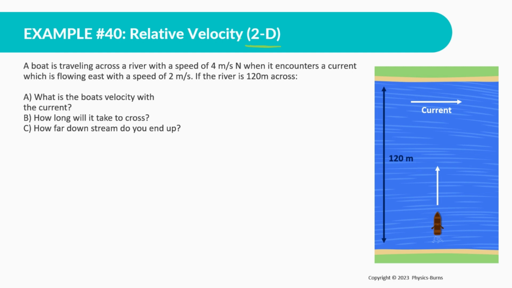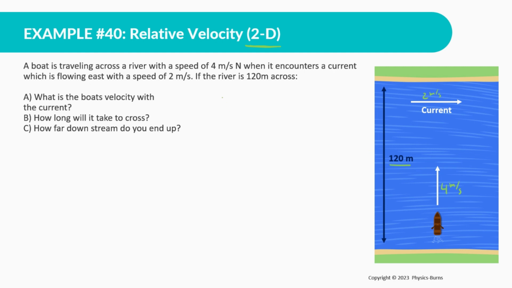to do this. Okay, a boat is traveling across a river with the speed of 4 meters per second north. Okay, so it's going 4 meters per second north, when it encounters a current, which is flowing to the east with a speed of 2 meters per second. Okay. If the river is 120 meters across, what is the boat's velocity with the current?